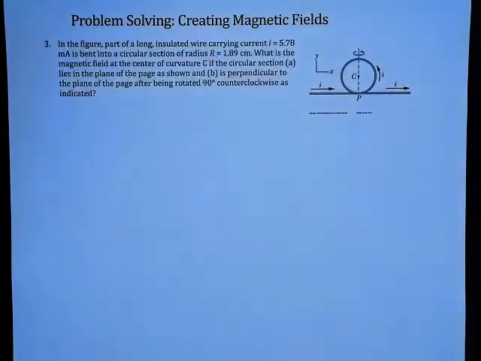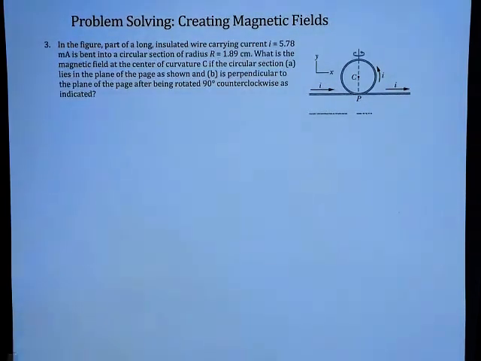Questions 3 and 4 brought in the concept of circular loops. In this circular loop problem, it reads: in the figure, part of a long insulated wire carrying a current of 5.78 milliamps is bent into a circular section of radius r equals 1.89 centimeters. What's the magnetic field at the center of curvature C if the circular section lies in the plane of the page as shown? And what about if it is perpendicular to the plane of the page after being rotated by 90 degrees counterclockwise as indicated?